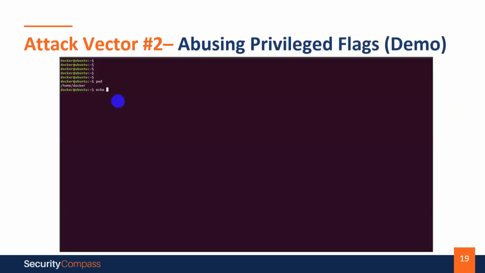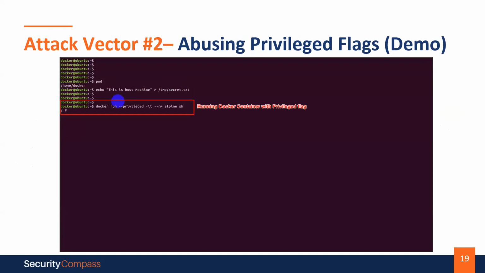So here is our second demonstration, which leverages the misconfiguration of the privilege flags. There's a file created under the temp directory on the host operating system with the name secret.txt, then spun up the containers with the privilege flag enabled. So as an attacker, he has access to a Docker container now.